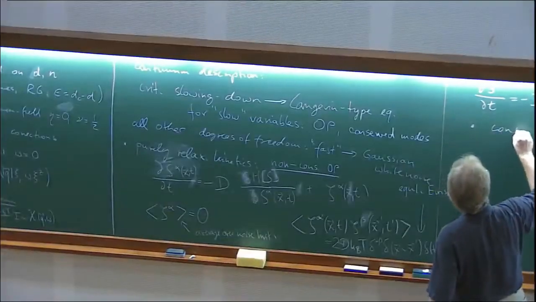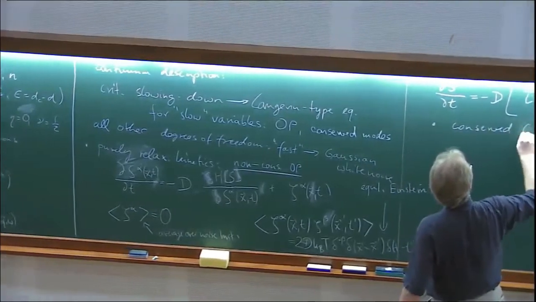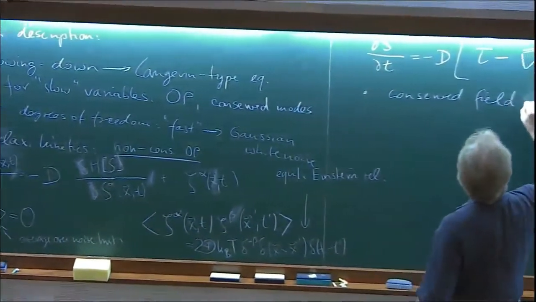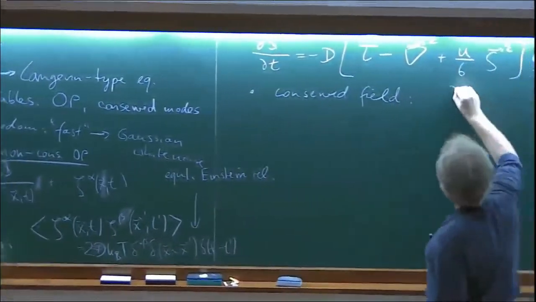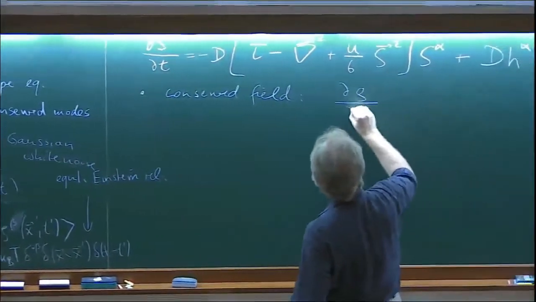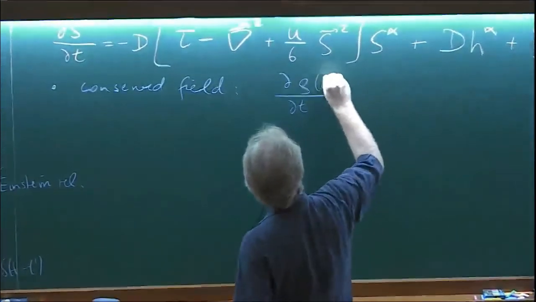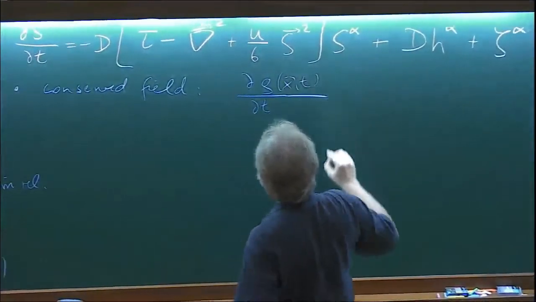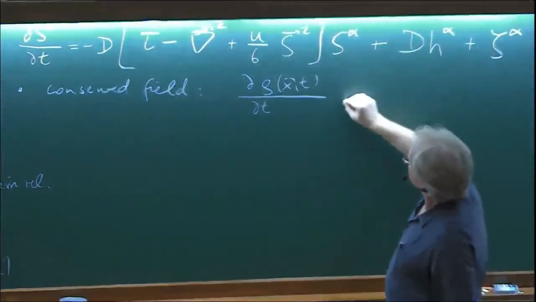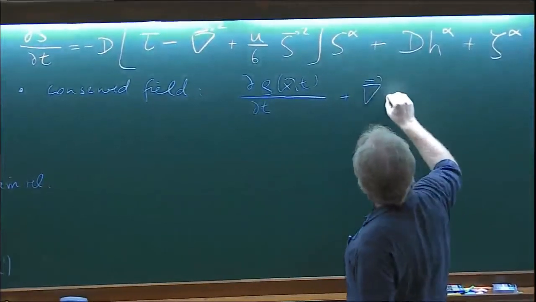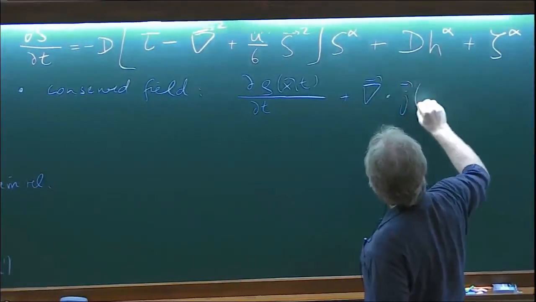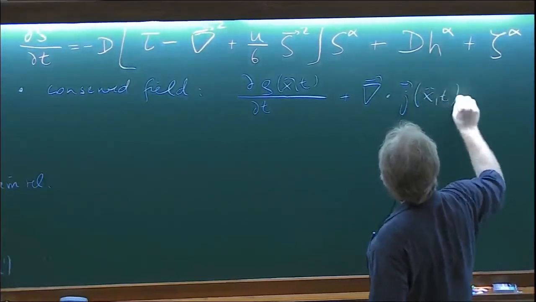So let's look at conserved fields. And I was already saying we need a continuity equation in this case. So there's some density for these conserved fields. Maybe these are scalar fields. I'll just do this for now. And so this would satisfy a continuity equation. So there's some conserved current density. And that needs to be 0.